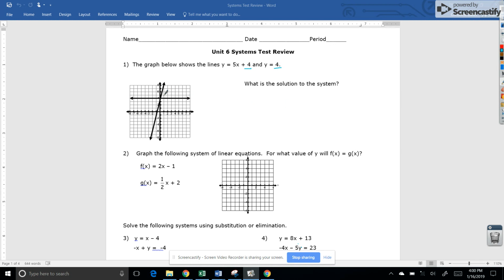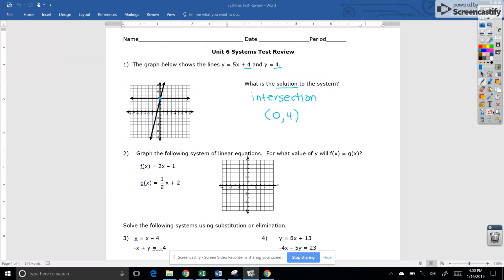Okay, so when I look at these equations, what I do actually notice is that they both have y-intercepts of 4. And that is exactly what we're looking for here because it says, what is the solution? That is, where do they intersect? I want to know where these lines cross. So it's at this ordered pair, and we always write it as an ordered pair, x and then y. And it's right there at the y-intercept of (0, 4).